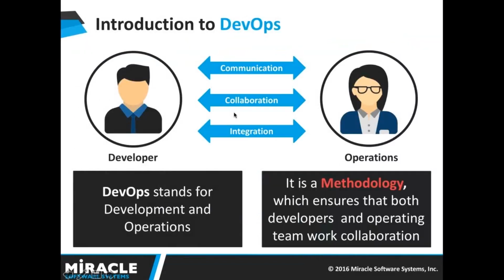Firstly, I'm going to talk about what DevOps is. DevOps means development and operations work better together to have better collaboration and better communication, and the main goal is to build trust and reduce the bugs.